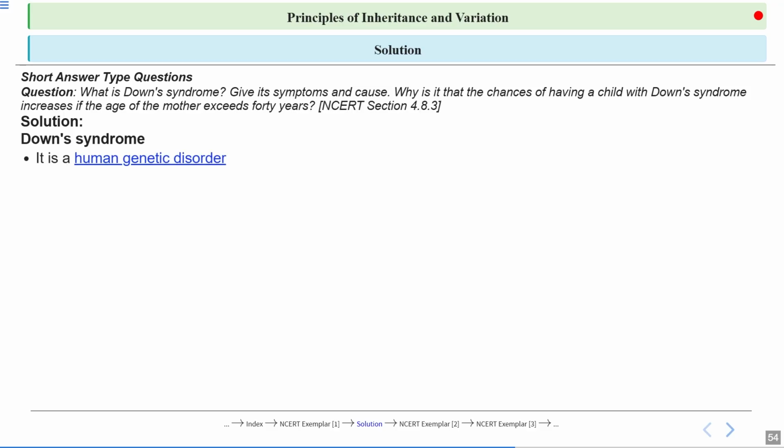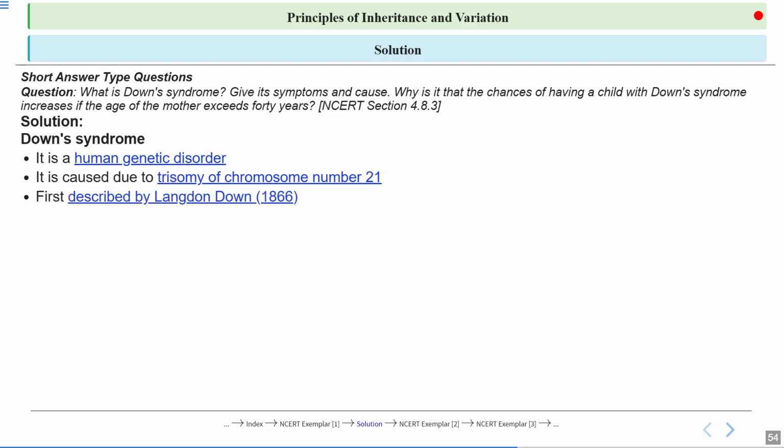So Down syndrome is a genetic disorder. It is a type of chromosomal disorder. What happens in Down syndrome? There is a trisomy of chromosome 21. So usually there are two copies of chromosome 21, but here there are three copies. That's why this is known as trisomy of chromosome 21. This was described by Langdon Down in 1866.